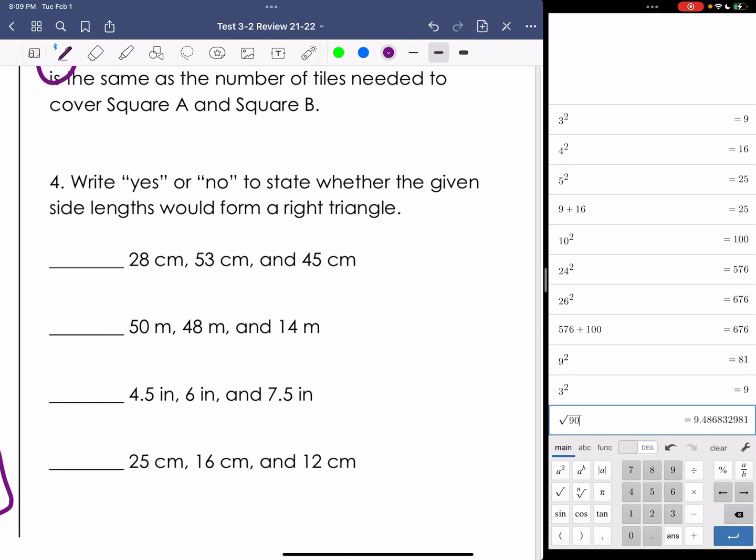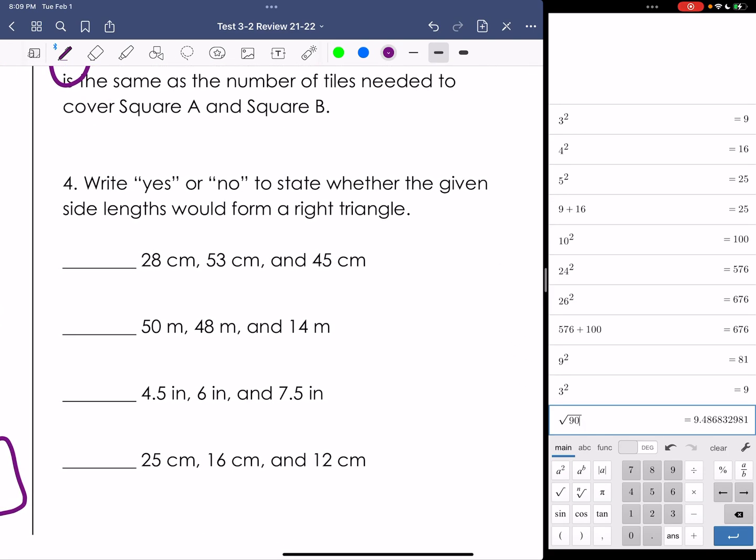So for number 4, it says, write yes or no to state whether the given side lengths would form a right triangle. So you've been given three sides, and you're going to be putting this into the formula, A squared plus B squared equals C squared. And first thing you should do is identify your hypotenuse. Now, remember your hypotenuse is C, and if you remember from the very first day of notes, your C is always the longest side of your triangle.